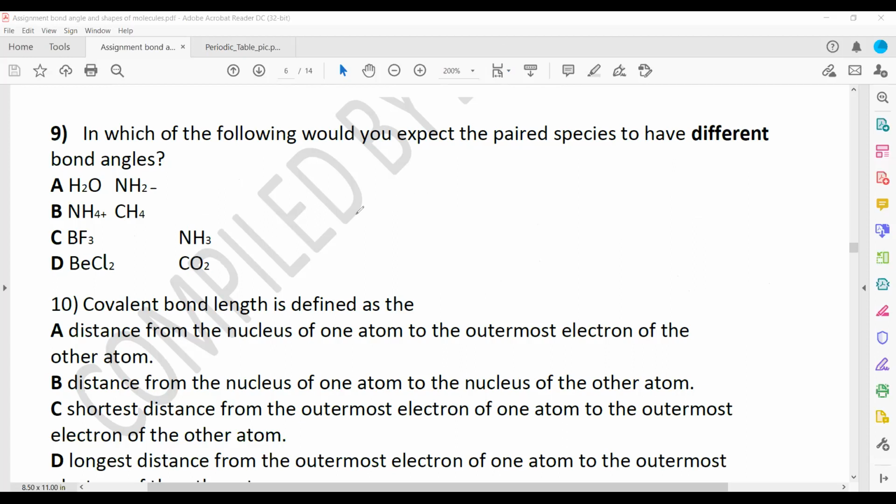What about option C? When you check BF3, boron has 3 electrons and shares 3, with no lone pair. But what about NH3? Nitrogen has 3 bond pairs and 1 lone pair. As the numbers of bond pairs and lone pairs are different, nitrogen will be trigonal pyramidal, whereas BF3 will be trigonal planar. That's why C is the right answer. Is it clear?